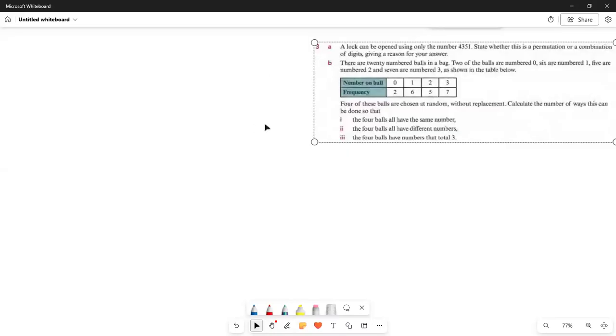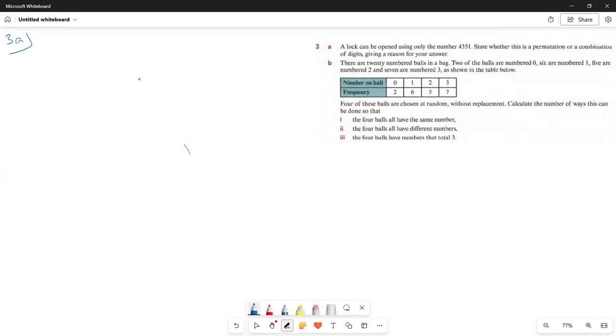We will be doing question number 3, chapter 10, permutation and combination. So question number 3, part 1 is pretty straightforward. It is given 3a. A lock can be opened using only the number 4351. State whether this is a permutation or a combination of digits.